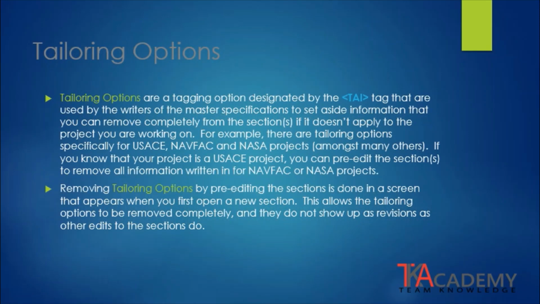Another feature that is included in SpecsIntact is the ability to tailor a specification section based upon the federal agency. Tailoring options are a tagging option designated by the TAI tag that is used by the developers of the master specifications to set aside information that you can remove completely from the sections if it doesn't apply to the project you are working on. For example, there are tailoring options specifically for the U.S. Army Corps of Engineers, NAVFAC, and NASA that are built into the sections.